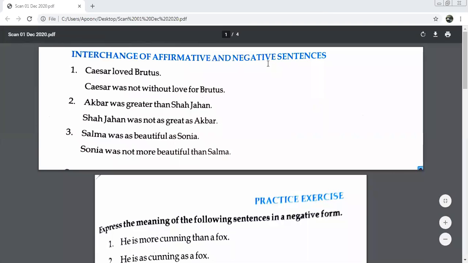Now, one of you give me a negative sentence. I am not going to have lunch. Okay, I'm not going to have lunch. Very good. Change it to affirmative: I am going to have lunch. This is affirmative. I hope change of affirmative to negative and negative to affirmative is clear.